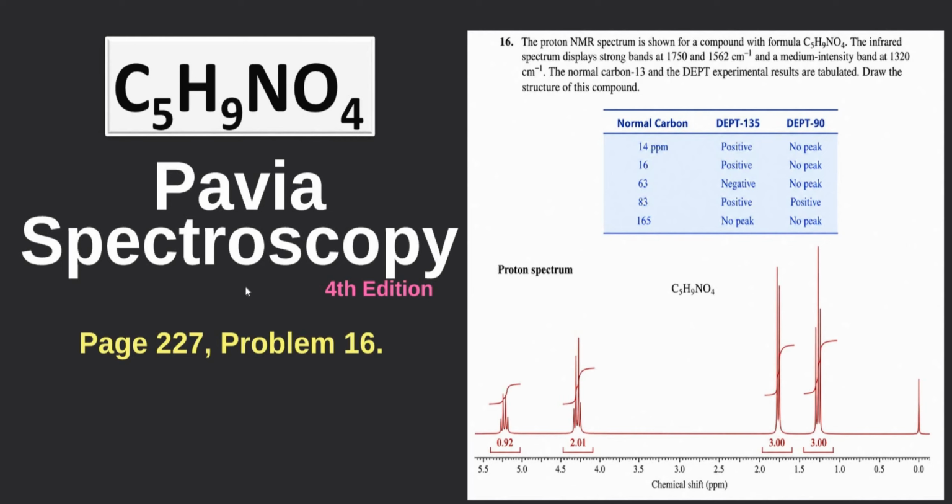This NMR challenge we have taken from Pavia Spectroscopy book, 4th edition. Page number is 227, problem is 16. We have to determine the structure of an organic compound having molecular formula C5H9NO4 from the given IR data, normal carbon NMR data, DEPT 135, DEPT 90 and 1H NMR data.